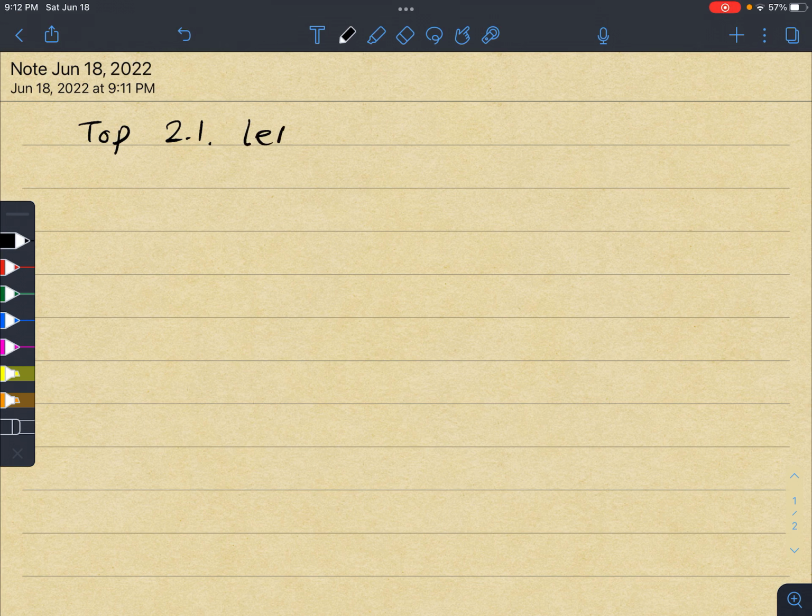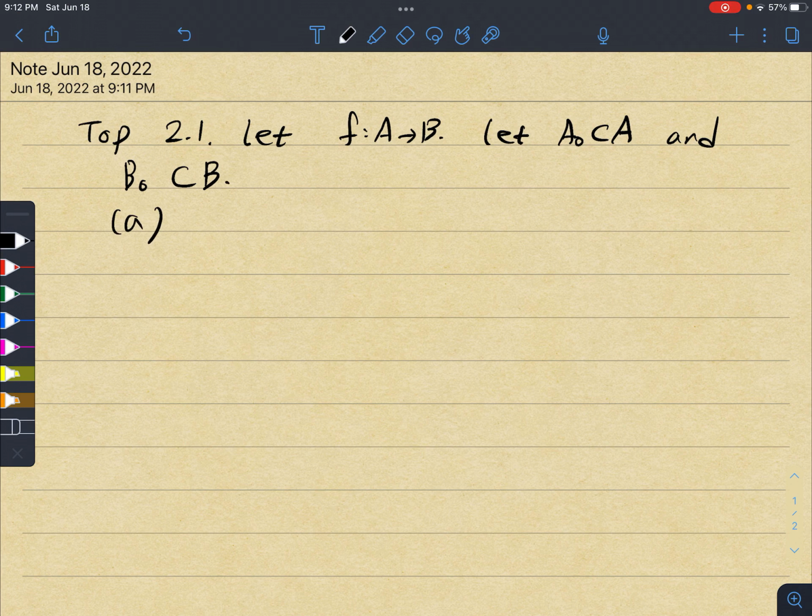So let f be a function from A to B, and let A0 be a subset of A, and B0 be a subset of B. For question A, we're just going to do question A today.